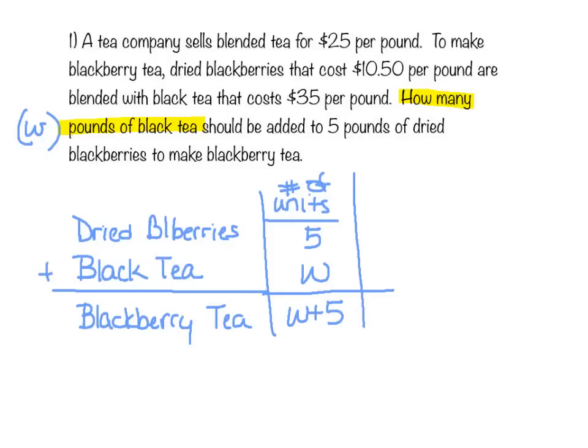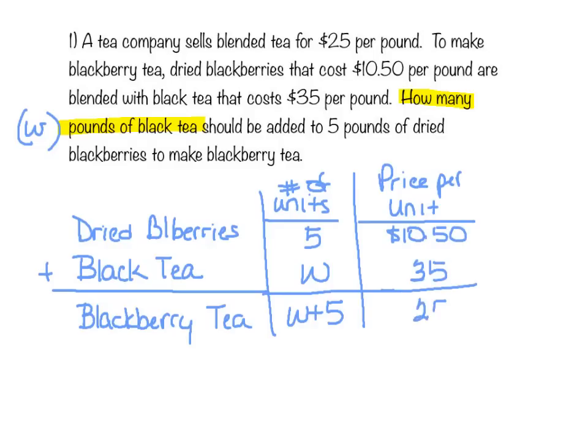All right, let's look at the price per unit. We know that the dried blackberries are $10.50 per pound, and we know that the black tea is $35 per pound, and we want a mixture that costs $25 per pound. So we want to blend these in a way that we'll wind up with a $25 per pound price.